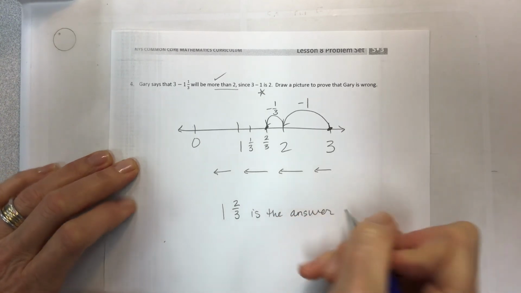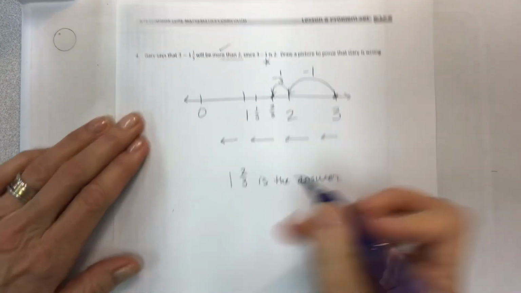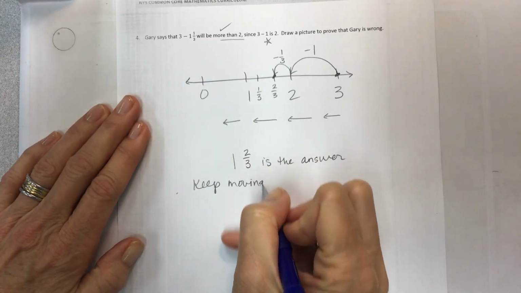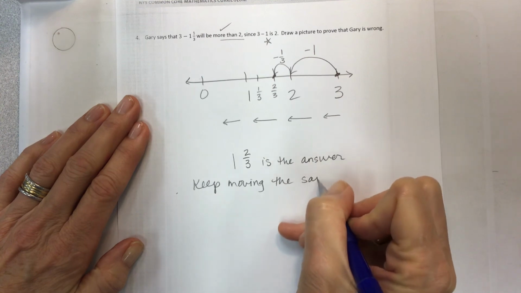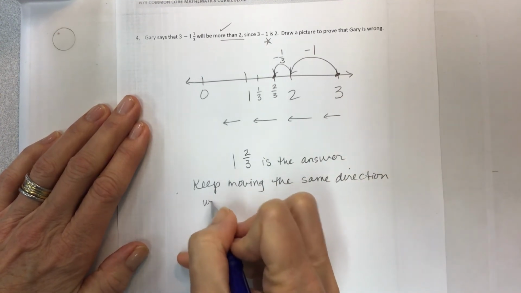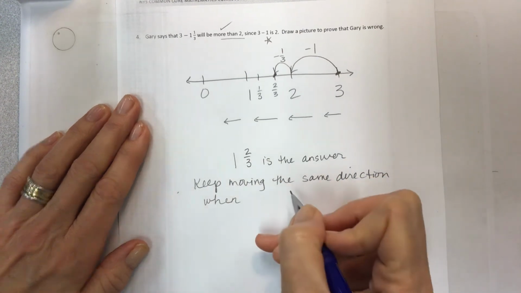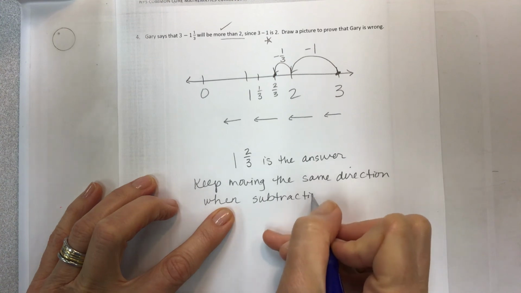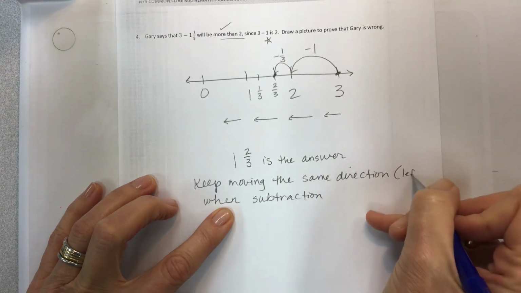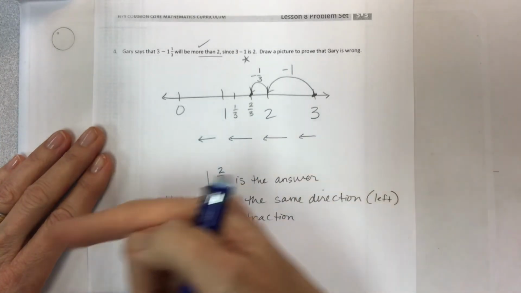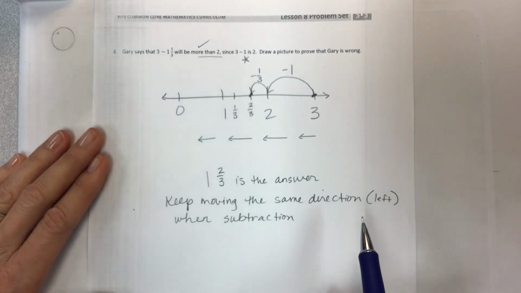Now, why? The picture proves it, but you must keep moving the same direction when subtracting. Well, when adding, when doing your operation. Okay, and the direction is left. So you're going to lower numbers when you're subtracting, and that's left down the number line.